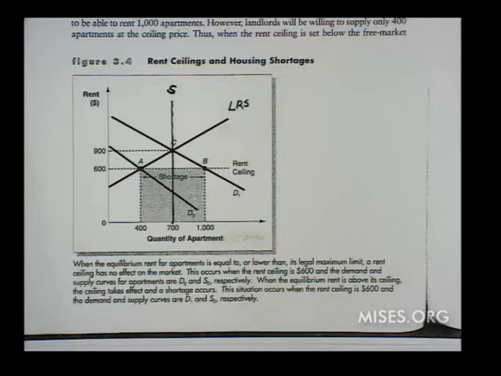So initially, we have 700 apartment units available. That's the fixed stock, the short run or immediate run vertical supply curve, intersecting with the demand curve, D1. But now it no longer intersects at $600. We have 300 more people and households who wish to live in this city in a rental unit than are available. So there's 1,000 people desiring to rent, and only 700 units available. So we have an immediate shortage.